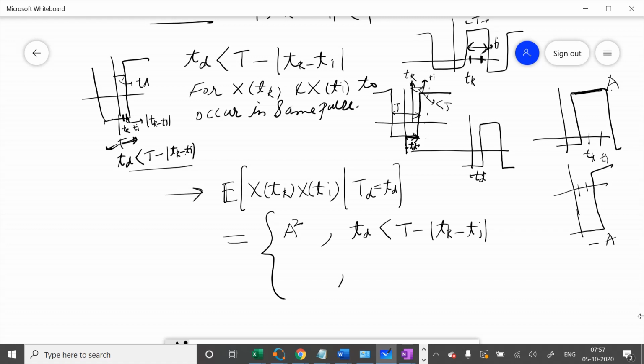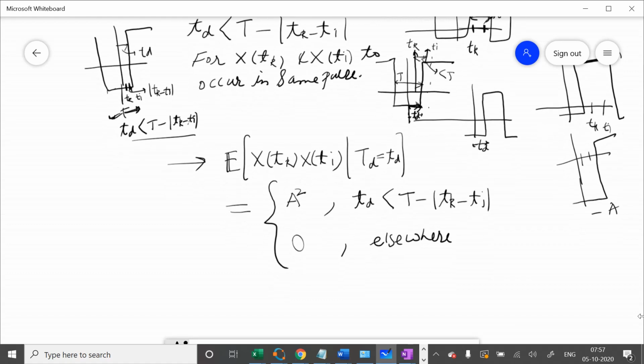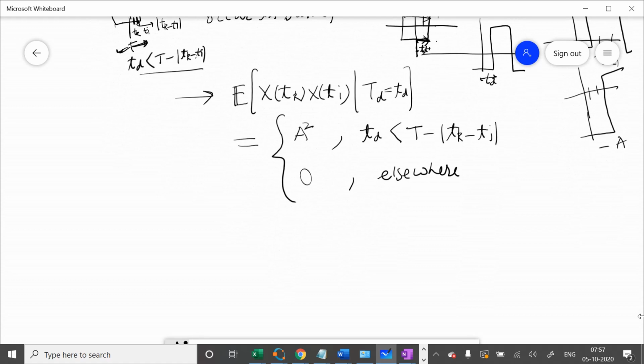And if TD does not satisfy this, then they are independent of each other, and hence its value is 0. If Tk and Ti are in different pulses, then x of Tk, x of Ti will be independent, so its value will be 0. Now this expectation is for any particular fixed TD.